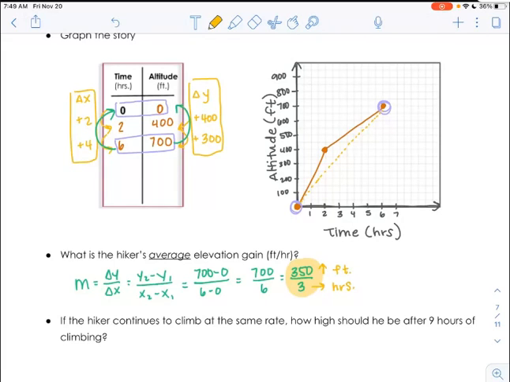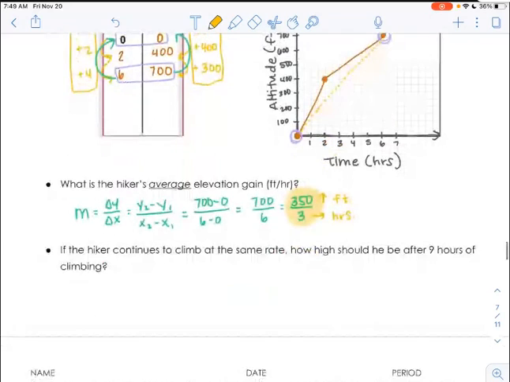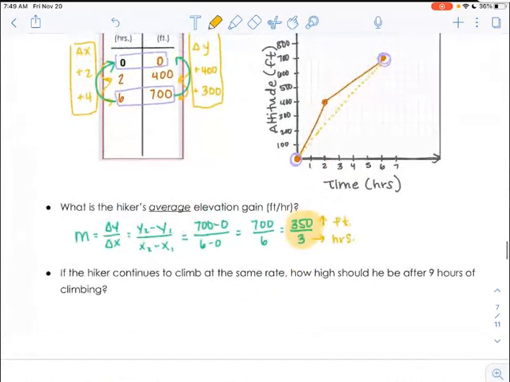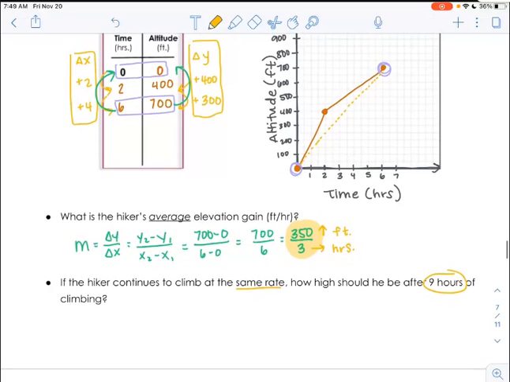All right, so that brings us to this last question, which says, if the hiker continues to climb at the same rate, which is 350 feet per 3 hours, how high should he be after 9 hours of climbing? So this just takes my interpretation to the next level. It's basically saying, okay, let's check in at hour 9. What is his altitude?